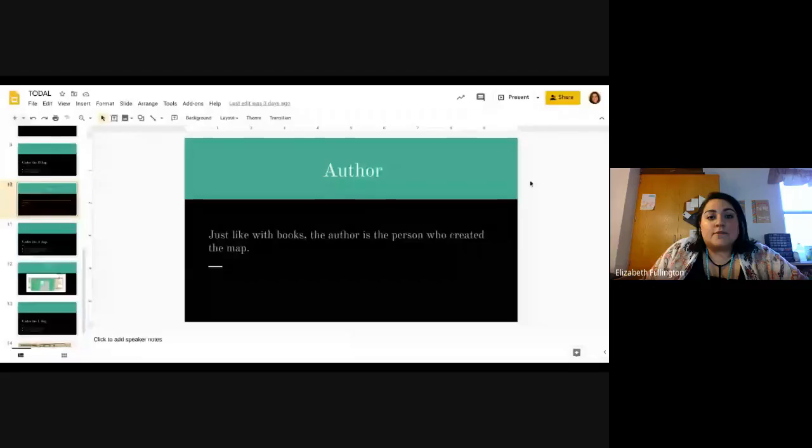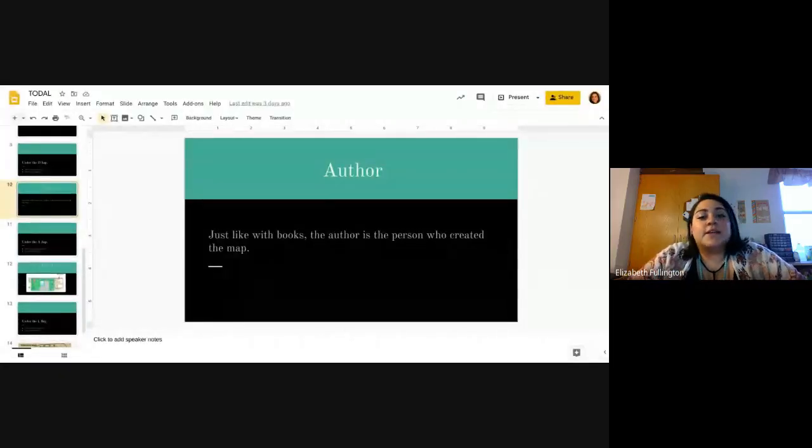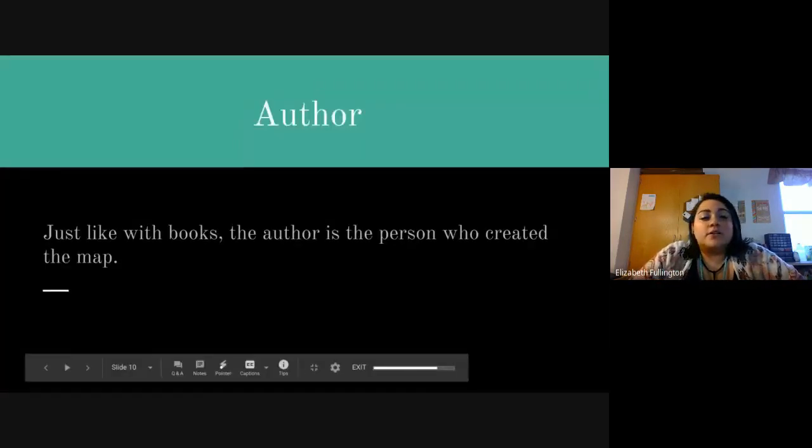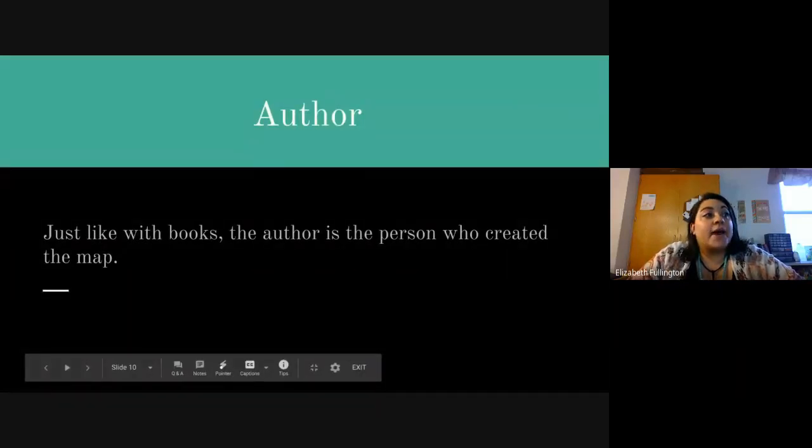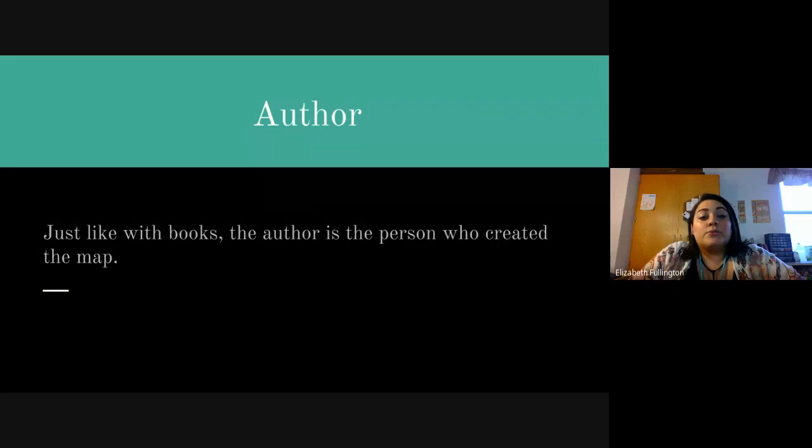So today we're learning the letter A in TOTAL, and it is author. So I'm going to go ahead and present my screen. All right, I'm going to give it a second to load. There we go. Author is just like with books. The author is a person who created the map.